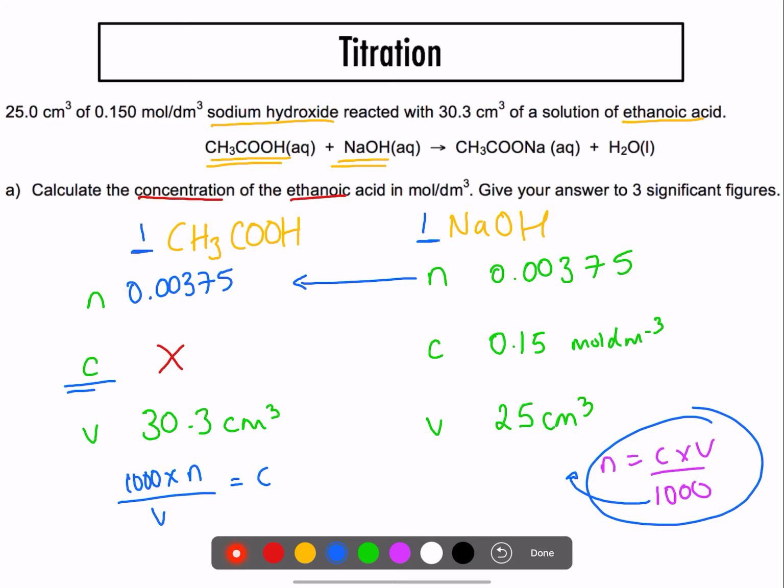So you're going to do 1,000 times moles and divide that by 30.3, because this time we're looking for the concentration of ethanoic acid. So it's going to be 0.00375 times 1,000, and then divided by 30.3. And the answer should be 0.123 moles per dm cubed. It says give your answer to 3 significant figures, so that's going to be 0.124 moles per decimeter cubed.